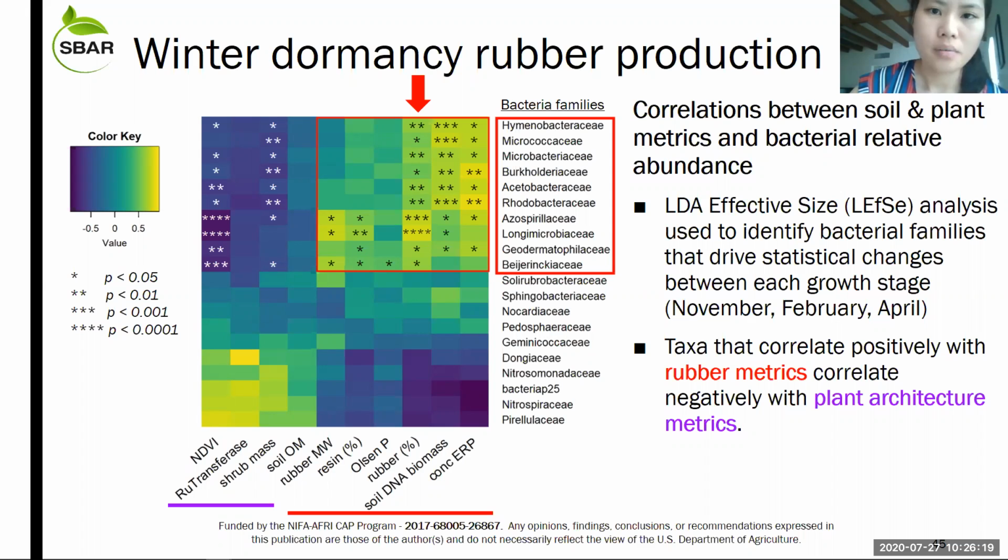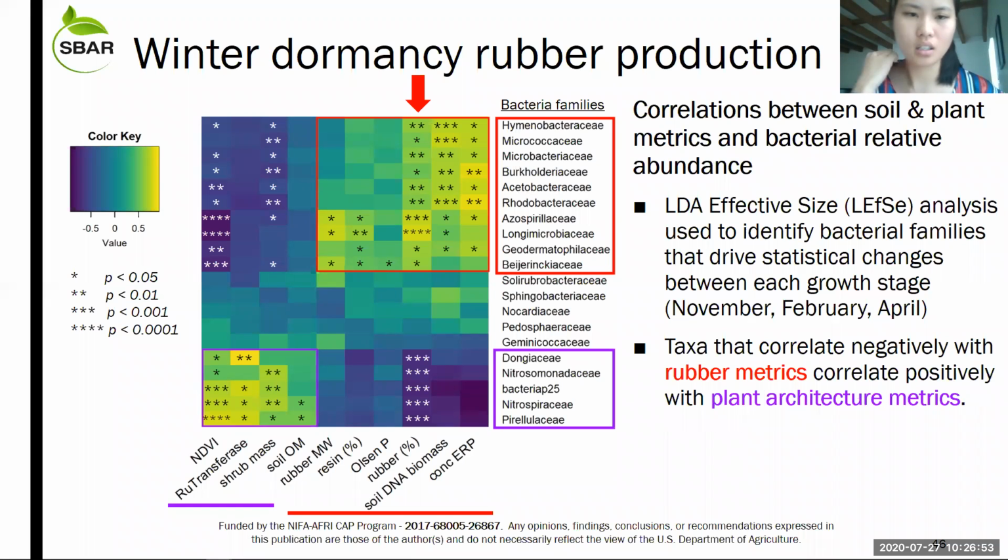The red arrow at the top of the heat map points to the column of correlations with percent rubber, and all the families in the red box show significant positive correlations with percent rubber, as demonstrated by the black stars there. And if you look to the left at the white stars, we can see that also for most of these families, they're also negatively correlated with shrub mass and NDVI, which stands for Normalized Difference Vegetation Index, and was discussed in the previous presentation.